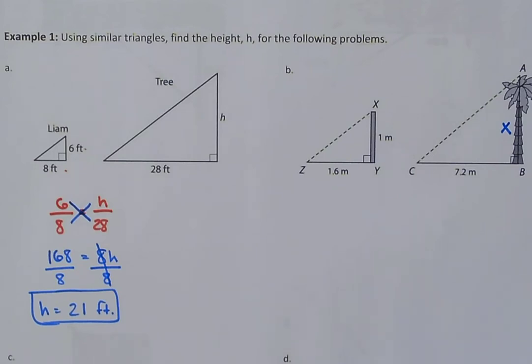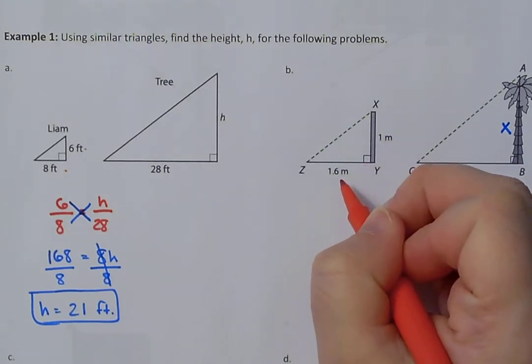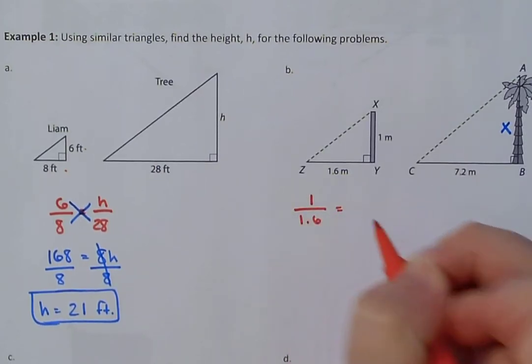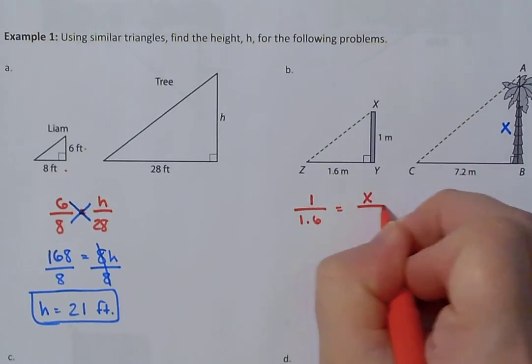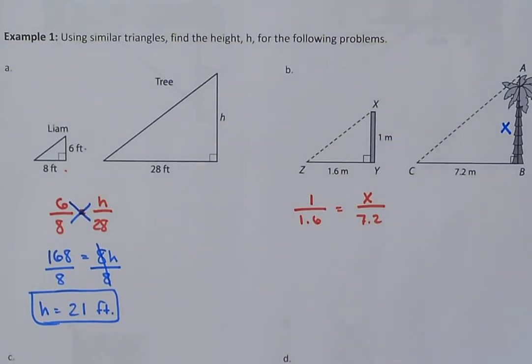What we need to do is set up a proportion and then solve like we did for part A. So if we set up our proportion, again, I'm going to do height over shadow. The height is 1 meter, and the shadow is 1.6. So it's going to be 1 over 1.6, and that's going to equal, if you want to call this h or x, whatever you want, the height of the palm tree over the length of the shadow, which is 7.2. So I now have 1 over 1.6 equals x over 7.2.